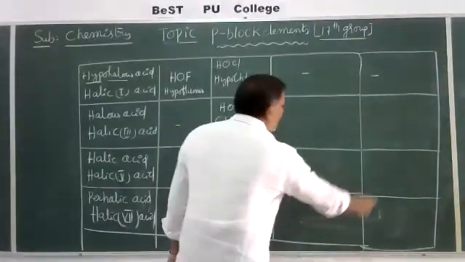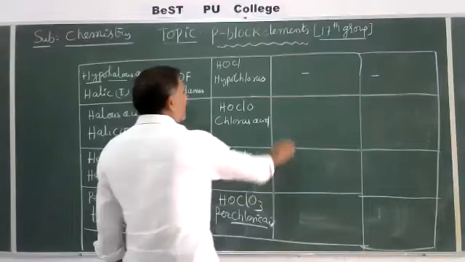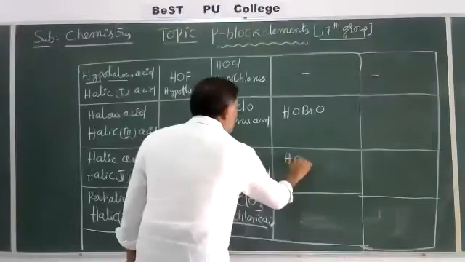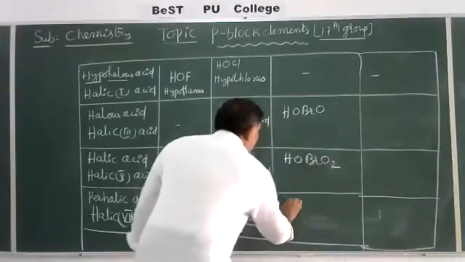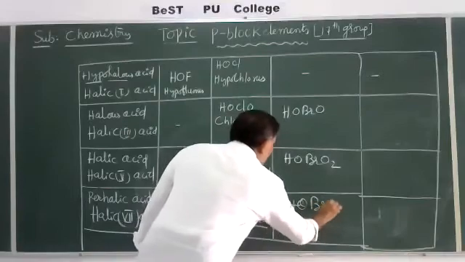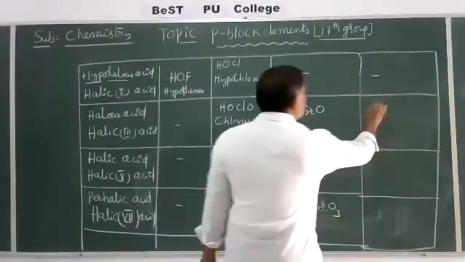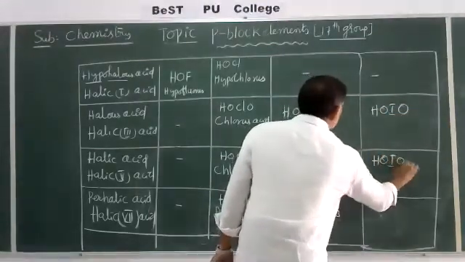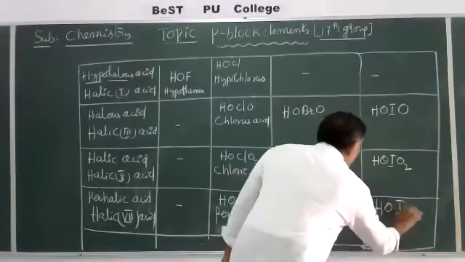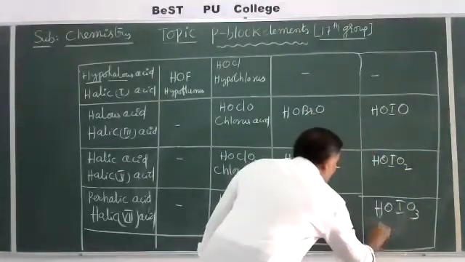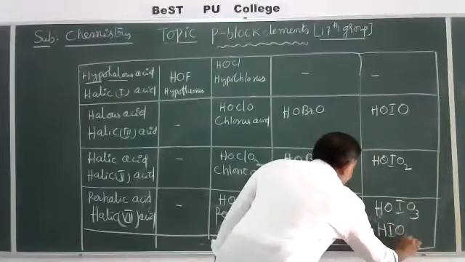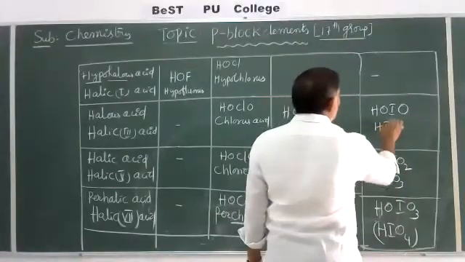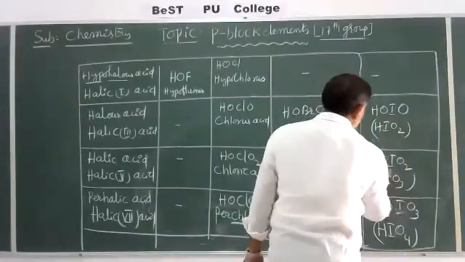Now these three are formed, like HOBrO, HOBrO2, HOBrO3. Here also HOIO, HOIO2, HOIO3. This we can take as HIO4. Yes, it is HIO3. This is HIO2, like that also we can take.